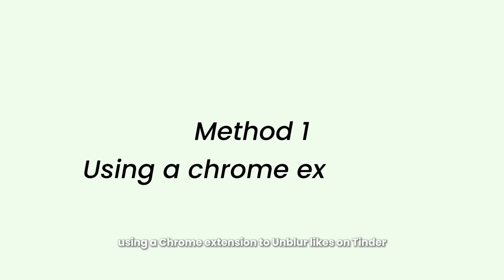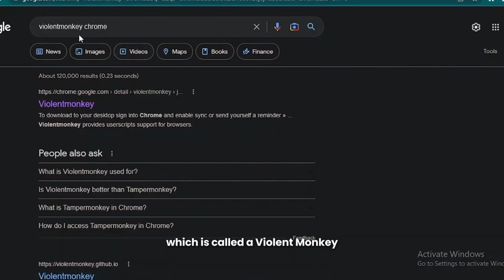Method 1. Using a Chrome extension to unblur likes on Tinder, which is called Violentmonkey. Search for Violentmonkey on Chrome and open up this extension, and you can click on Add Extension and add it to your Chrome browser.